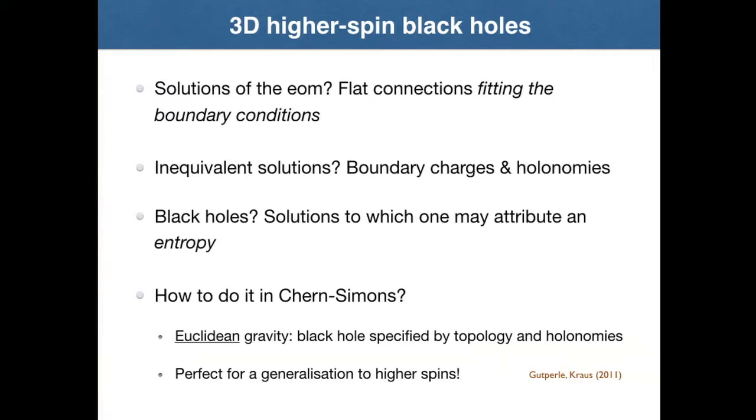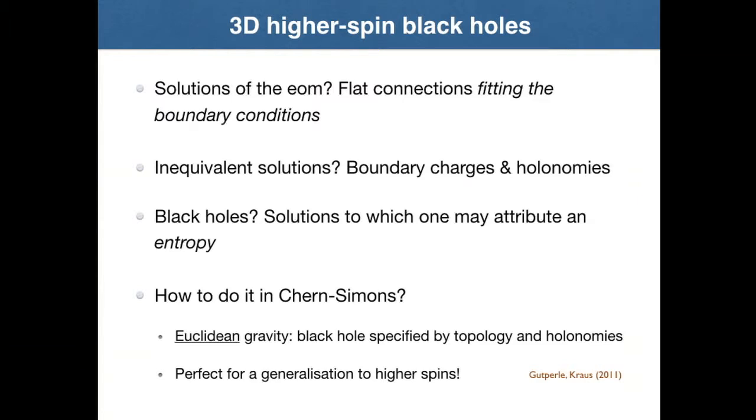And how do you identify black holes in this context? The easiest way of doing it is to identify a black hole as a solution which has specific thermal properties, and in particular as a solution to which you can associate an entropy. So how can one do this kind of identification? Well, there is a way in the Chern-Simons formulation, and the main idea is to use the Euclidean formulation of gravity to identify black holes.